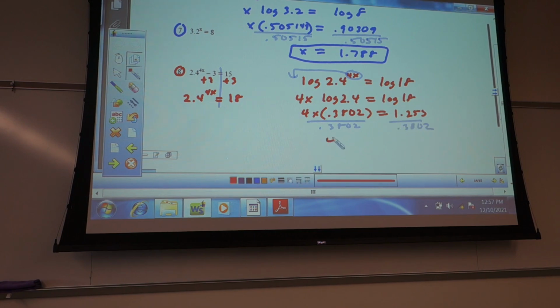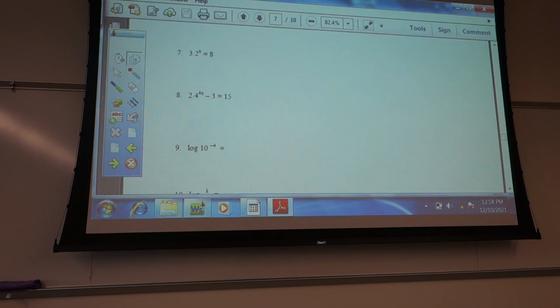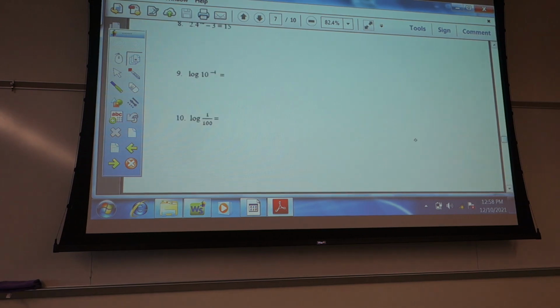And that will give me 4x equals 3.302. Divide both sides by 4. And I'll get x equals 0.825. Is that what you all got? Okay, great. So let's move on to these last 2.